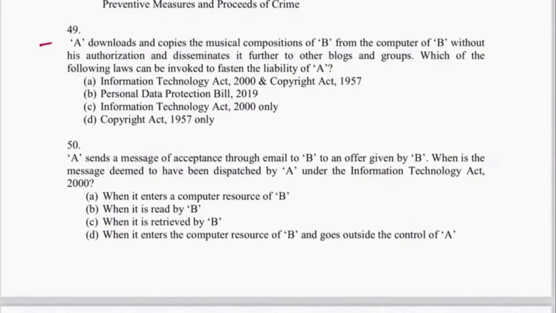Next is 49. A downloads and copies musical composition of B from the computer of B without his authorization and disseminates it further to other blogs and groups. Which one of the following laws can be invoked to fasten the liability of A? IT Act and copyright as well. A is the answer.